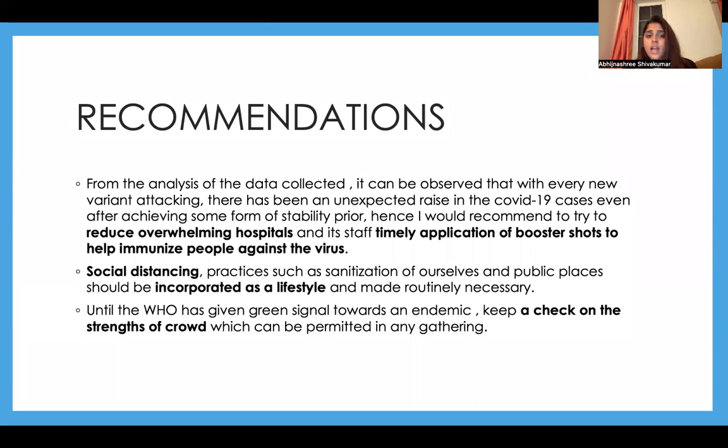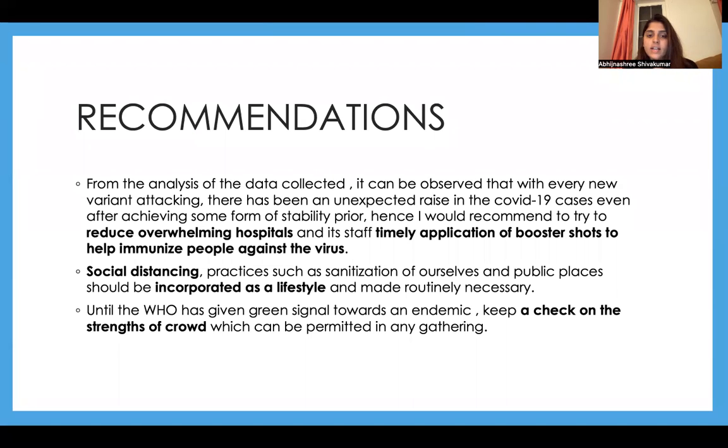I would recommend that the timely application of booster shots to help immunize people against the virus should be mandatory, and it should continue unless we get a permanent vaccination which can be given to infants to stop COVID-19 from ever multiplying itself.